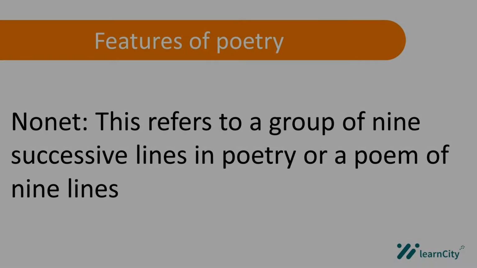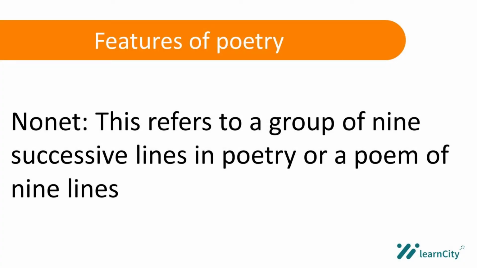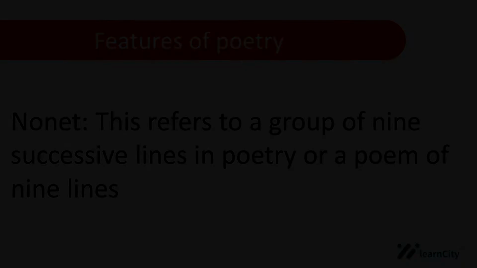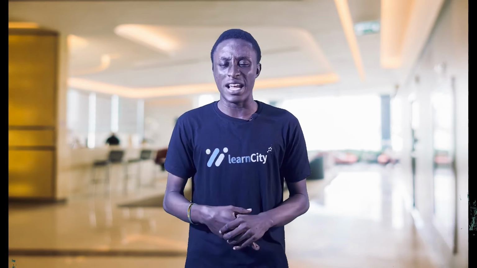Now, a nine-line poem, you might not have come across it anywhere, but it is also called a nonet, N-O-N-E-T, a nine successive line poem. Some people call a nonet a Spenserian poem, because a Spenserian poem usually has nine lines in each of his stanzas. So you could either call it a nonet or a Spenserian poem.